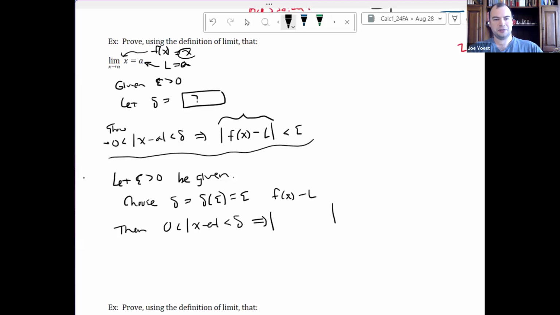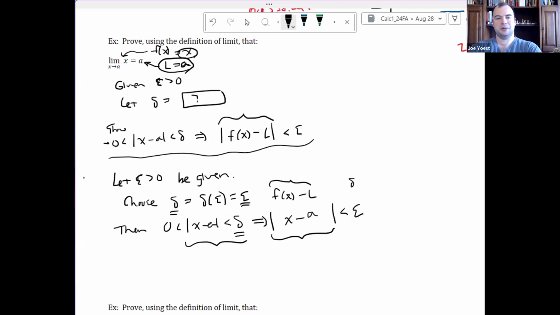What is f of x? It's just x. What is L? L is just a. So what does this imply about the absolute value of f of x minus L? What does my assumption say about the absolute value of x minus a? Well, that's less than delta, directly from the assumption, but I just chose delta to be equal to epsilon. So that's less than epsilon.